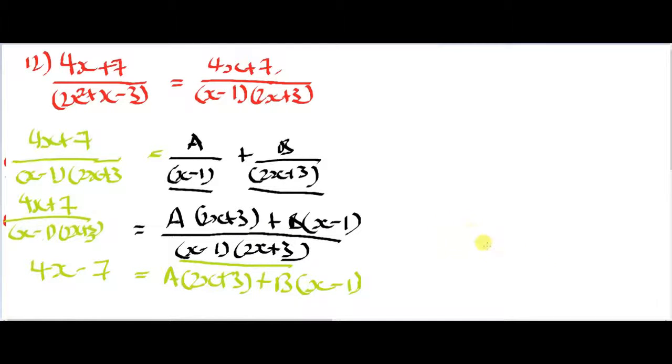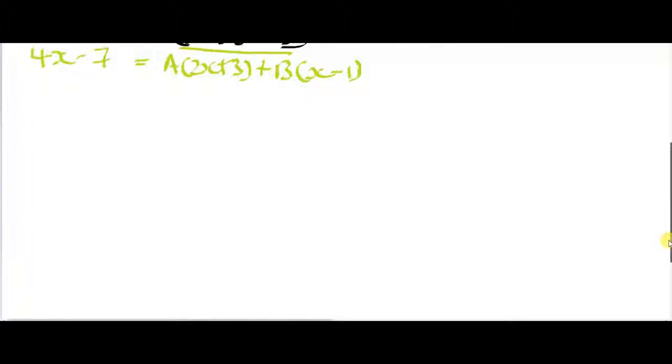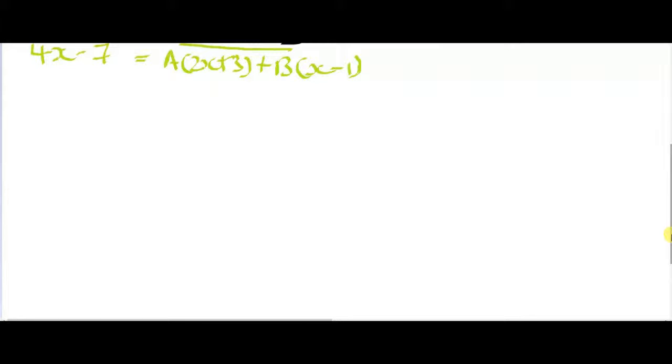So what's next? Well, up next is finding A and B. That's our next job. So how would you find A and B? Well, I would find A and B by subbing x with different values, right? I want to make one term 0, so I can have one variable and find that one variable.